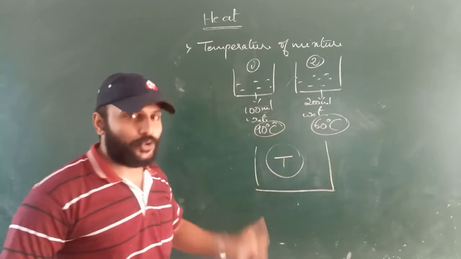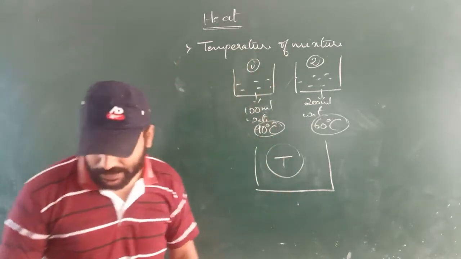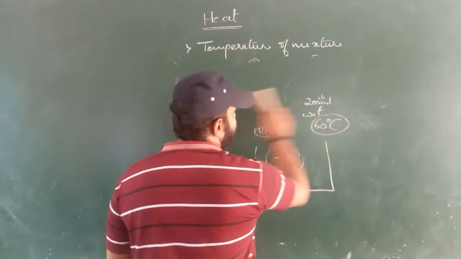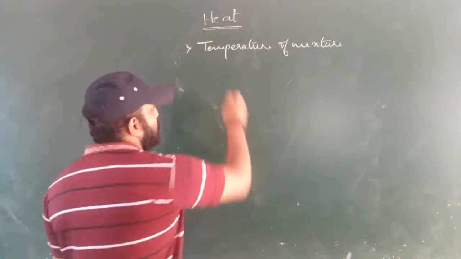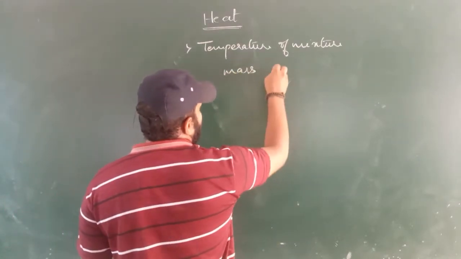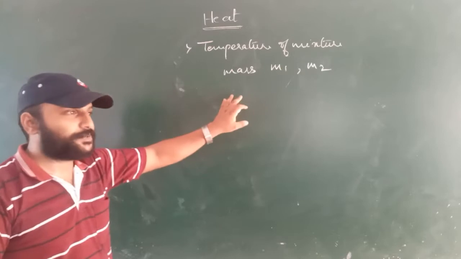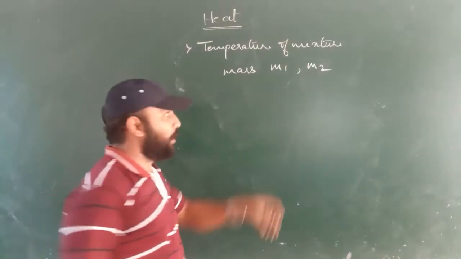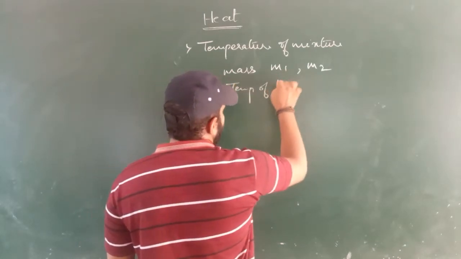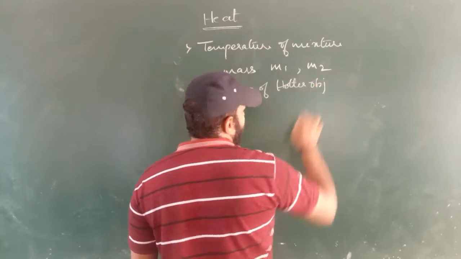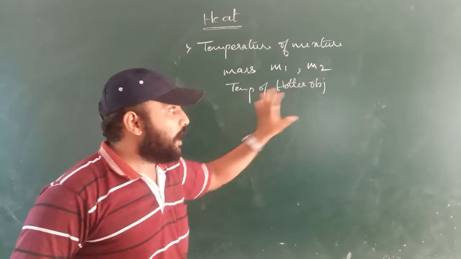Now, what do we have to do? What way do we have to find the temperature of the mixture? That's our topic here, temperature of mixture. So here I will take the masses. Let the masses of the two substances be M1 and M2. And the temperature of the hotter object: as I said, one is at 90 degrees Celsius, the other is 60 degrees Celsius. Means one is a hotter body, the other is a colder body.